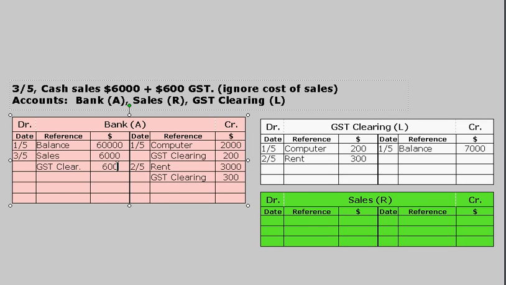So you've increased your bank by $600 plus $6,000, $6,600. Those two debits are matched by credits. So in the GST clearing, on the 3rd of the 5th, credit entry to increase a liability, $600. And in your sales account, to increase a revenue, you always credit it, and you write bank, and you're going to write the value, which was $6,000. So they're the two debits, $6,000 and $600, matched by the two credits, $600 there and $6,000 to the revenue account. Come back and see the next video.